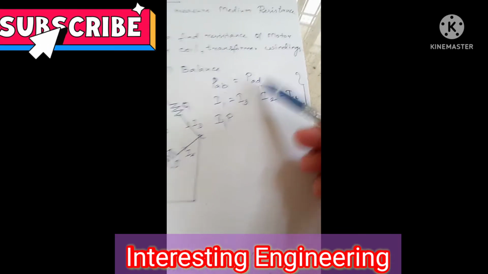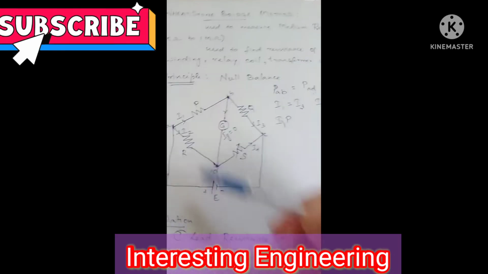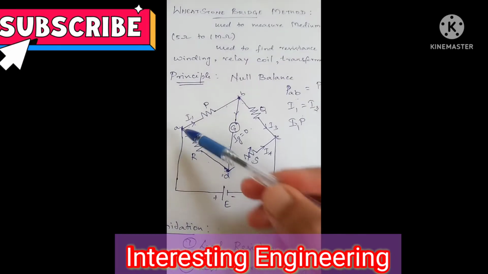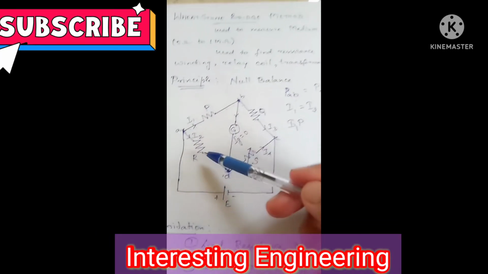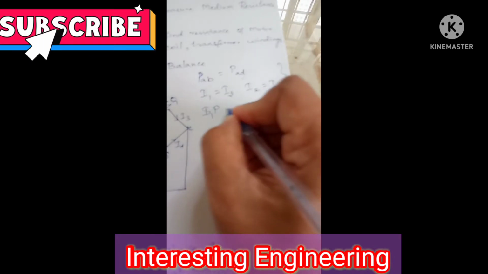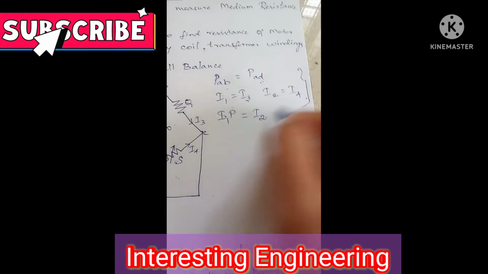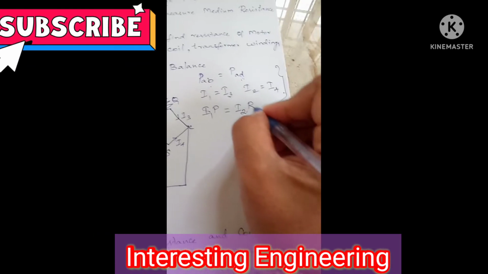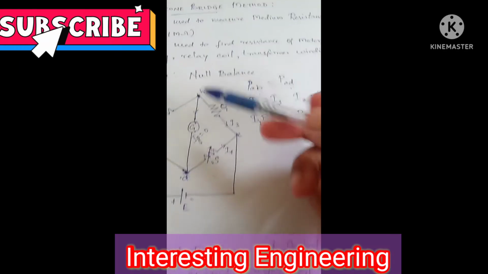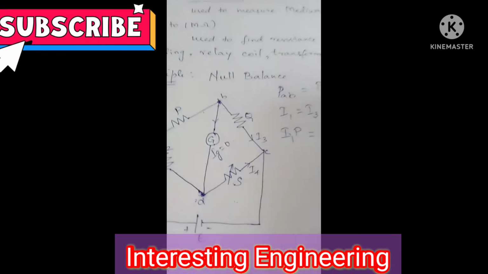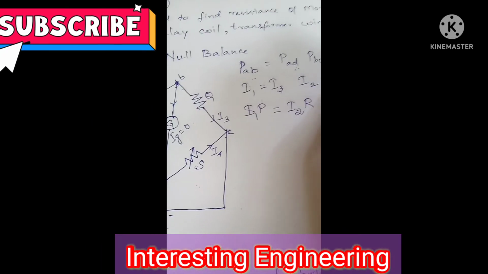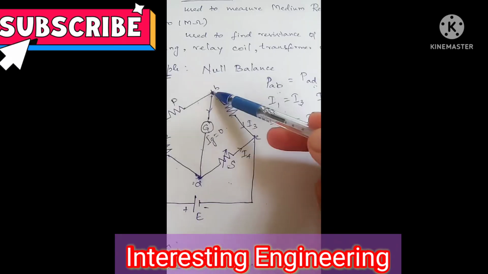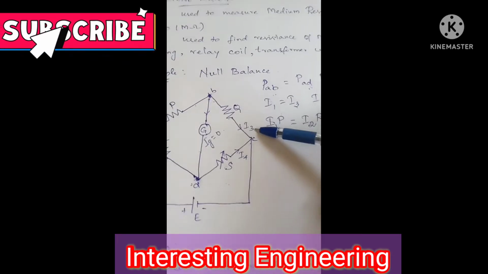And PAD, what is PAD? The potential drop across these 2 points. PAD is the potential drop across these 2 points, and it can be represented as I2 into R. So I am writing it as I1P equal to I2 into R. Similarly, the potential drop across PBC will be equal to the potential drop across PCD. What is the potential drop across BC? It is nothing but I3 into Q.